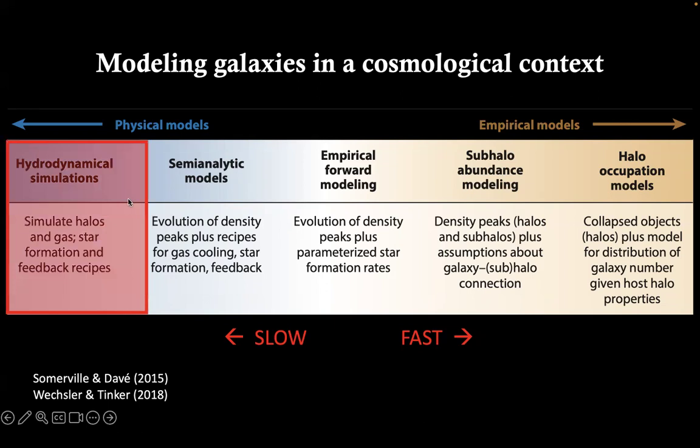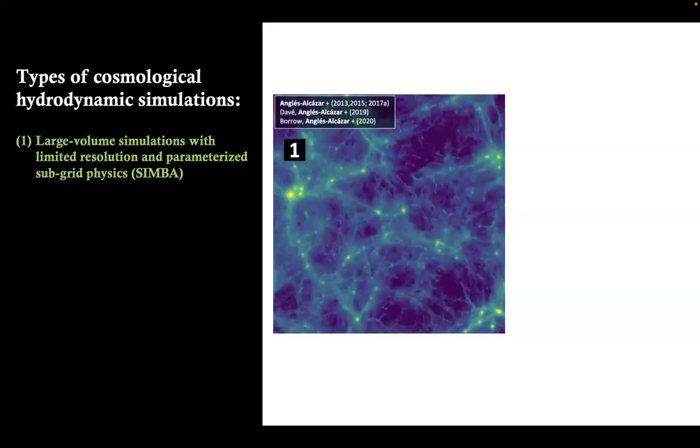But today I'll focus on hydro simulations. Also, within hydro simulations, there are different kinds of cosmological hydrodynamic simulations. So the first type, we can say, large volume simulations. Think of simulating something like 100 megaparsecs cubed, with a resolution of about 1 kiloparsec, where a lot of the important physics is treated at a subgrid level, like how black hole accretion and feedback would be implemented on scales of 1 kiloparsec or so.